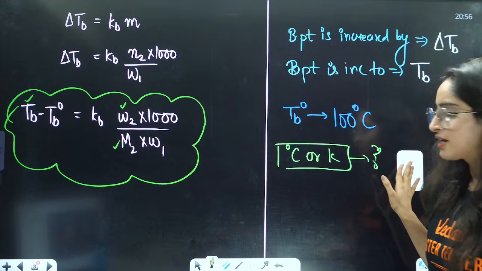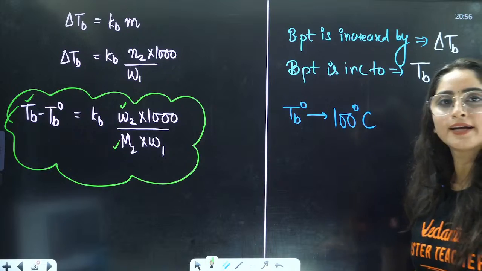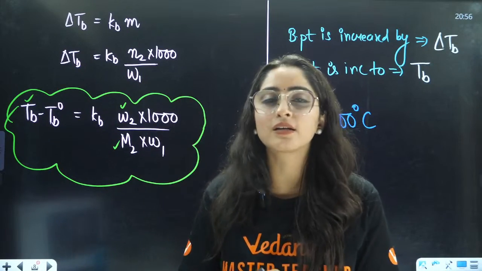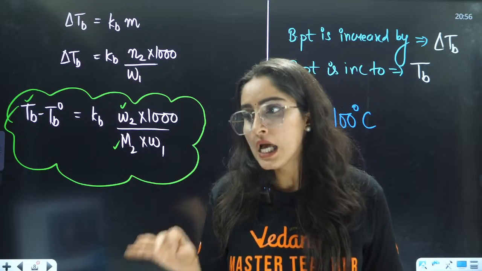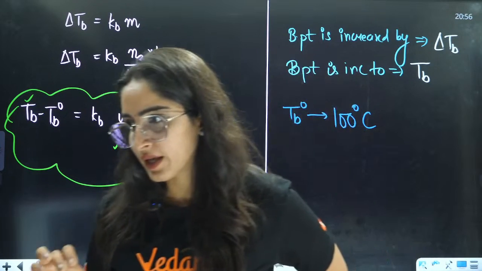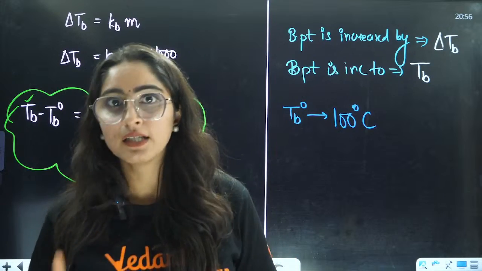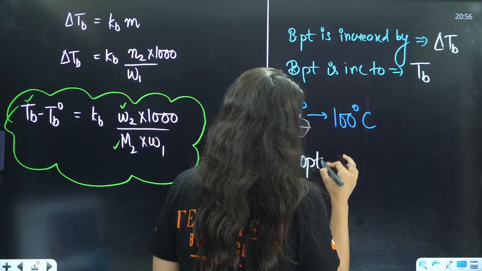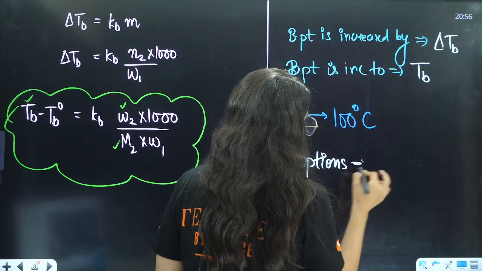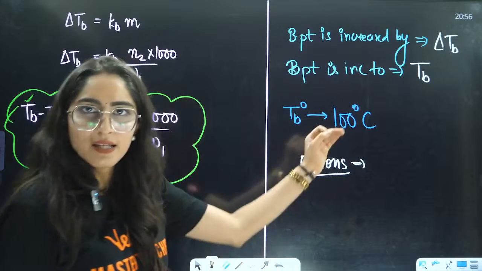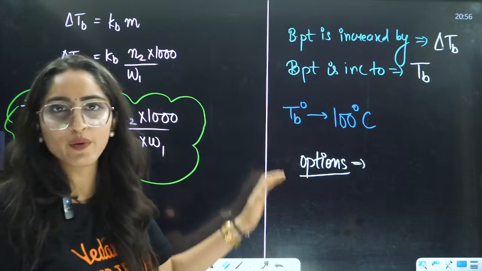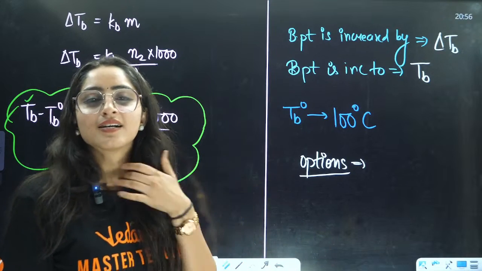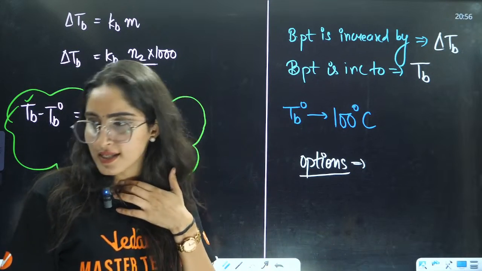Okay. Now, it doesn't matter. You can take it in degree Celsius, you can take it in Kelvin, it doesn't matter at all. Why doesn't this matter? The reason is, firstly, you will see the options. If the option is in Kelvin, then you will substitute the value in Kelvin. If the option is in degree Celsius, then you will substitute the value in degree Celsius, right?